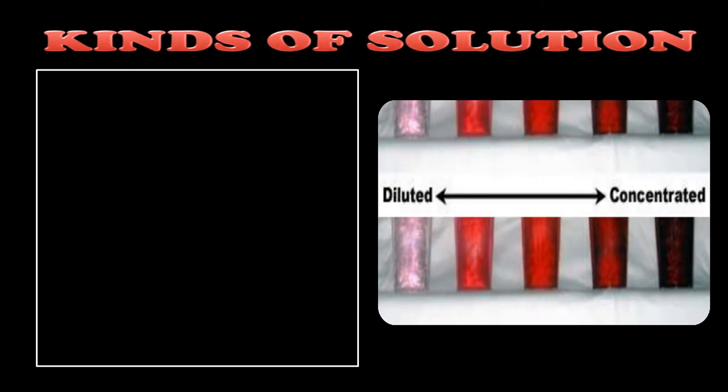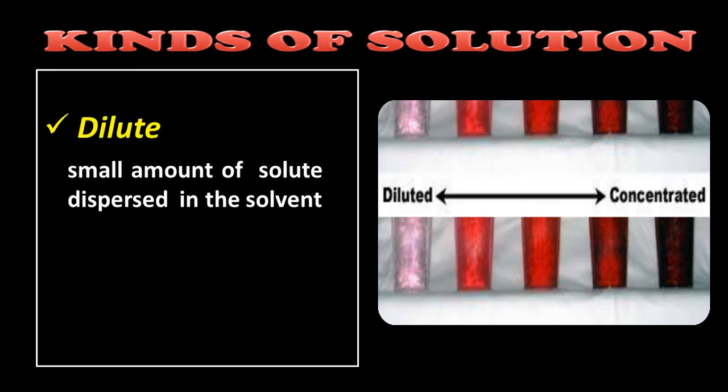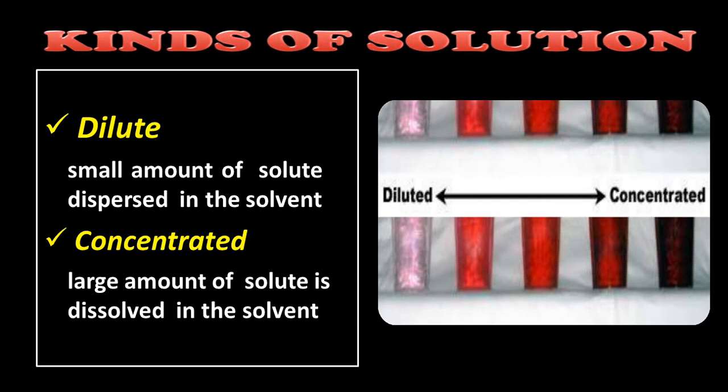Kinds of solutions. If we have here the pale color, we have a diluted solution, and moving to the concentrated solution. A dilute solution has a small amount of solute dispersed in the solvent. And a concentrated solution has a large amount of solute dissolved in the solvent.